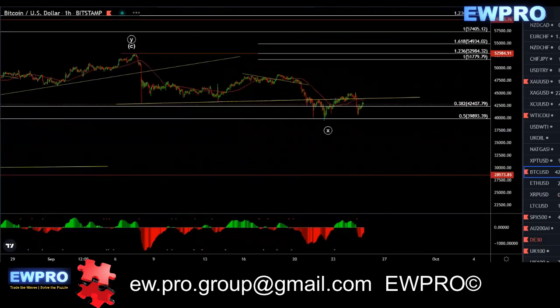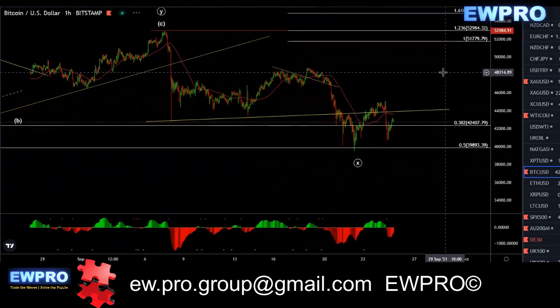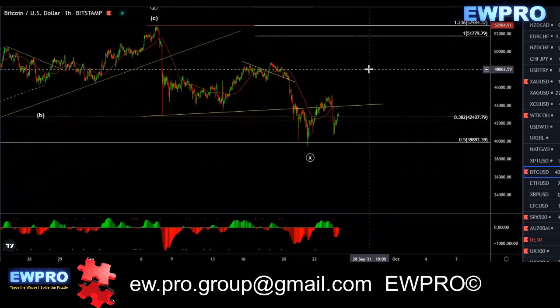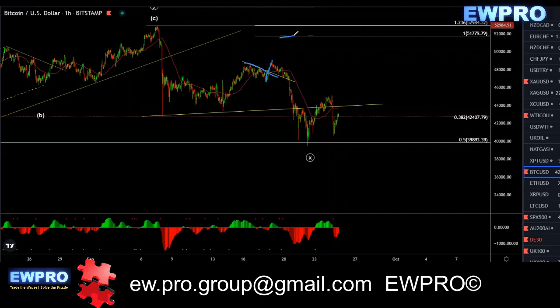On the H4, I'll be more interested in looking for the sell. Last week we were looking for that buy, and I said be very careful, because we are looking for that bear hidden. We're looking for an A, B, C, and then we're looking for the A, B, C up to that 100 fib.